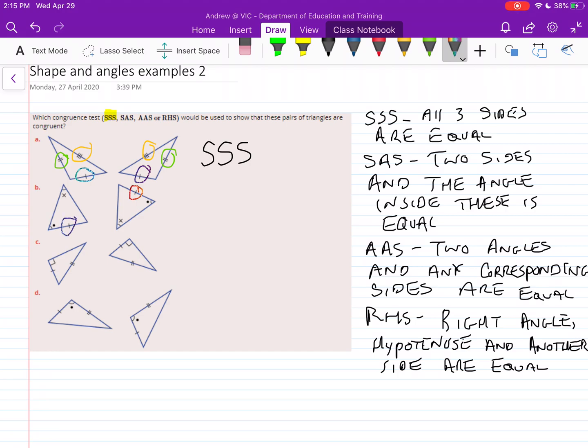Our second example here, what we are given is we've got one side here that's the same, and then they've given us the angle next to that is the same, and then finally the angle opposite our line that we know is the same. So here we've got two angles and a corresponding side. Okay, we can tell it's a corresponding side because it's directly opposite that X angle there. Okay, so that's how you can tell if they're corresponding or not, seeing which angles they're opposite. So this one here is AAS.